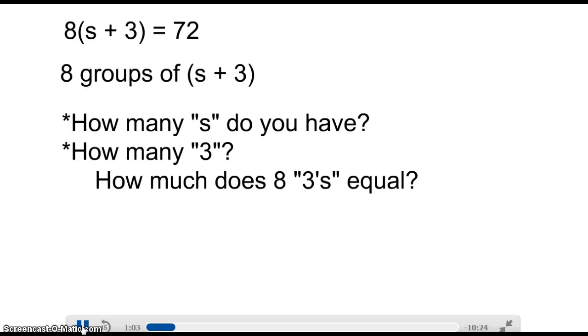Our first problem, we have 8 times s plus 3 equals 72. So that means we have 8 groups of s plus 3. How many s's do we have? We have 8. How many 3's? We have 8. How much does 8 3's equal? That equals 24.